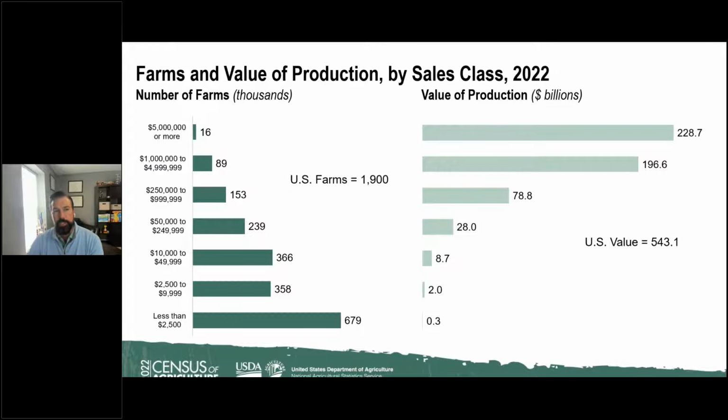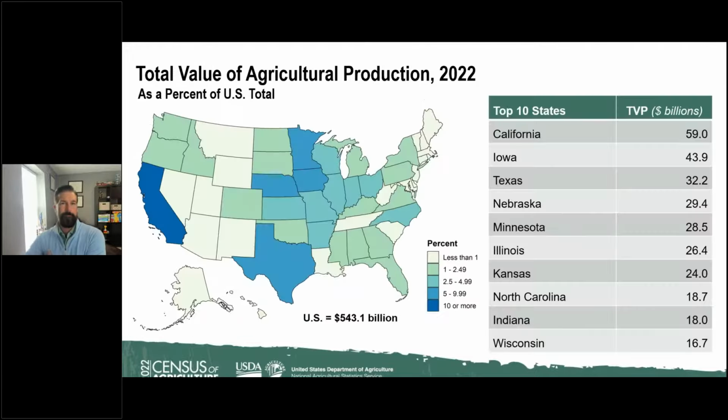In terms of value of production, California remains the top agricultural state with over 11% of the value. The top 10 states contributed to 55% of the total value of production in 2022. Most states saw value of production up over 30% from 2017, and half of the states had increases of more than $2 billion. Next slide.